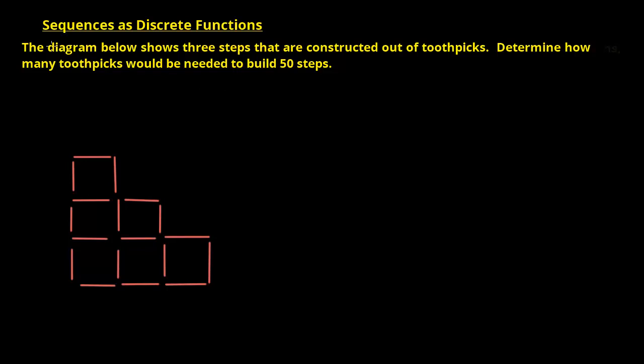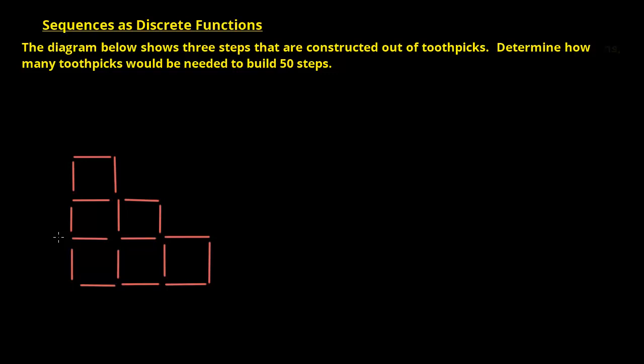Hi everyone, in this video we're told the diagram below shows 3 steps that are constructed out of toothpicks, and then it tells us to determine how many toothpicks would be needed to build 50 steps. Now, in the diagram, of course, I could build the next steps, count the number of toothpicks, and then build the step after that and count the number of toothpicks up until I get 50 steps. But as you can probably imagine, that is going to get a little bit onerous.